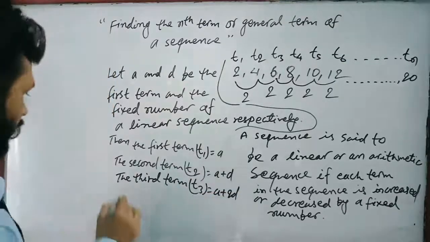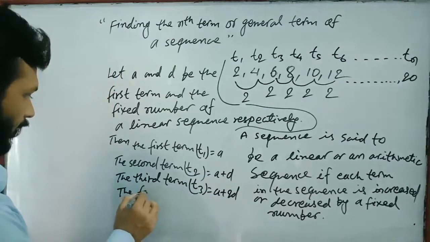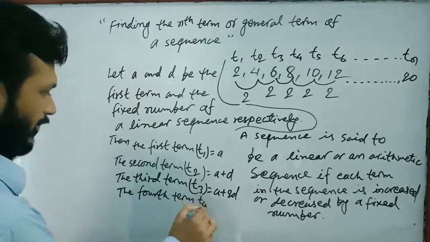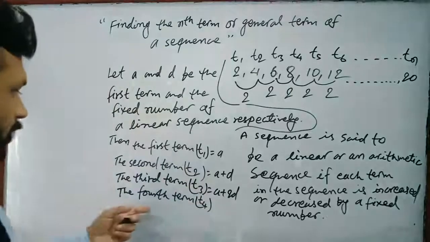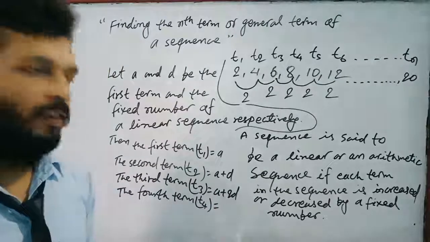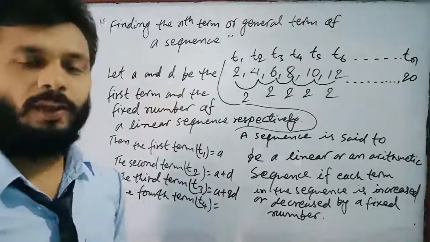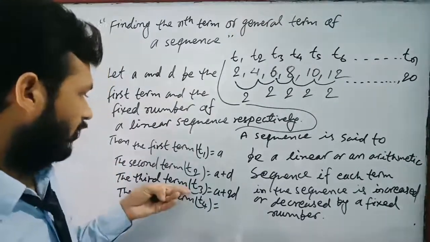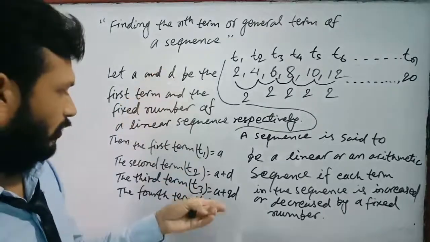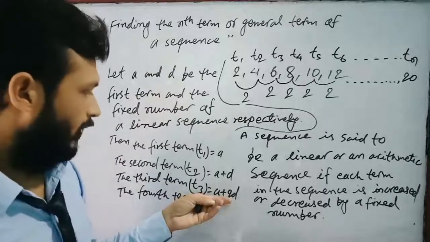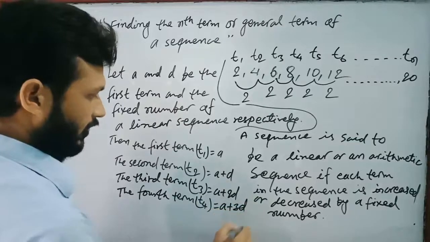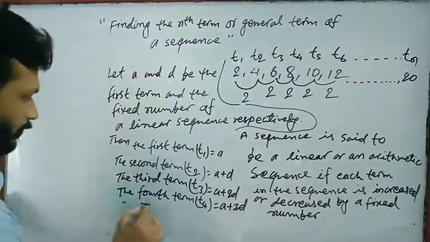Then next, the fourth term is denoted by T4. How to find the fourth term? The fourth term is the sum of the third term and the fixed number. The fixed number is D, so the third term A plus 2D plus D gives A plus 3D. Are you clear? Okay, and so on.